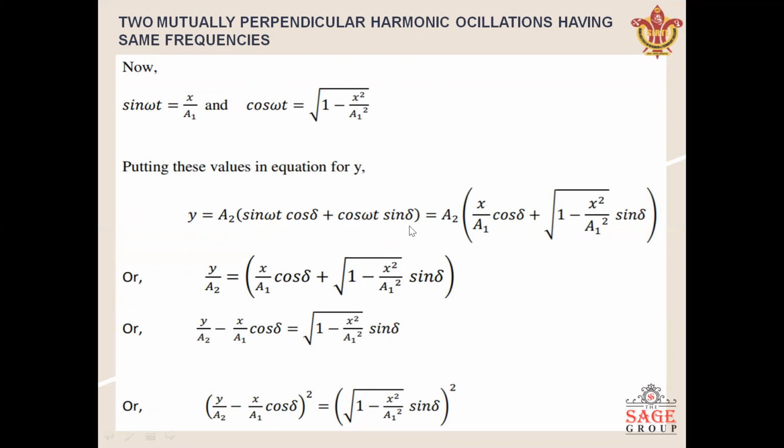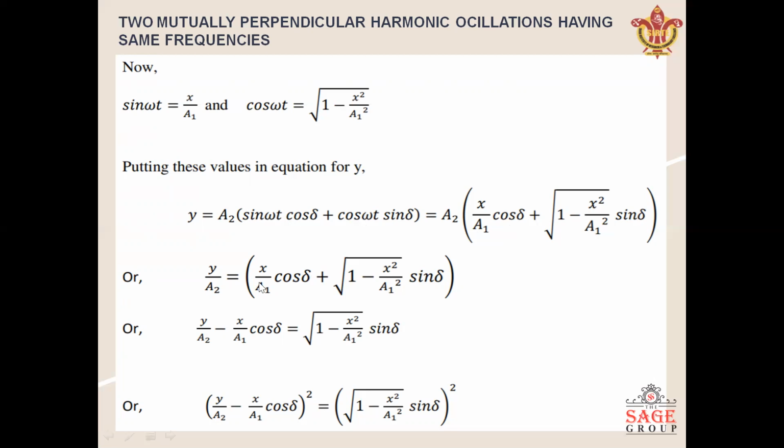So this is the equation y. So y is equal to a2 sine omega t, that is sine A into cos B, and cos A into sine B. Now putting the values of sine omega t and cos omega t in this particular equation, we will get another equation, A2 is equal to x by A1 cos delta plus under root of 1 minus x square upon A1 square into sine delta.